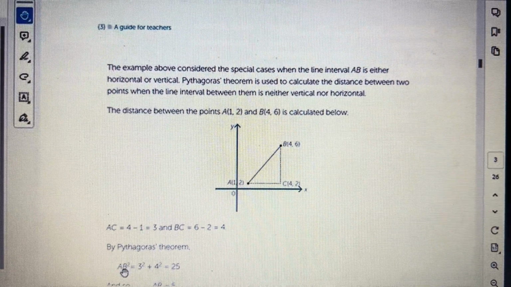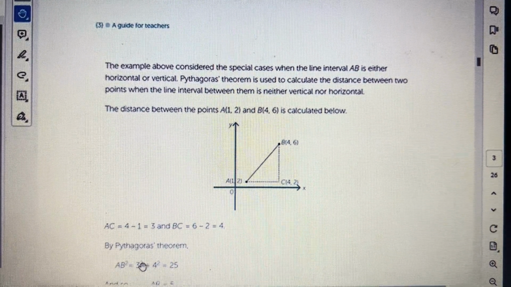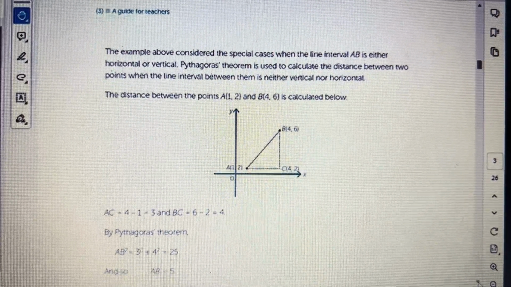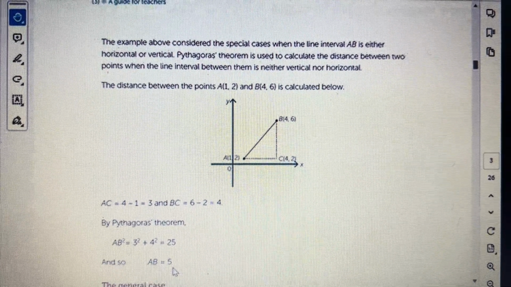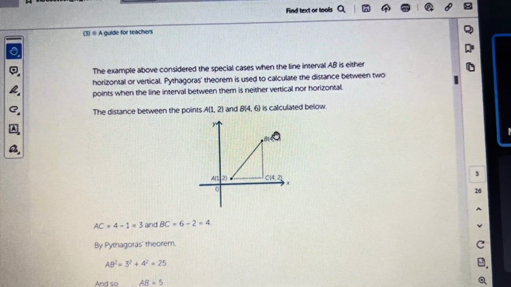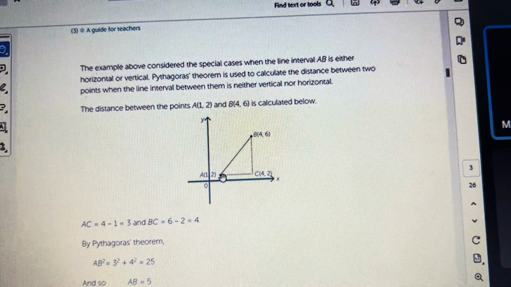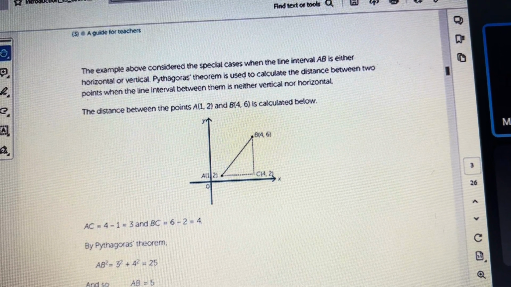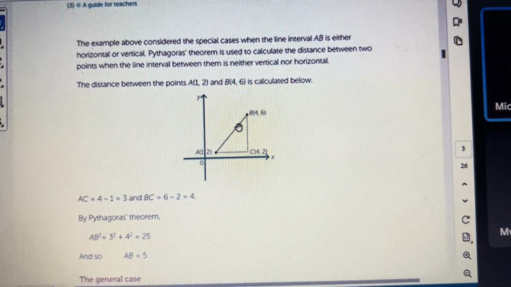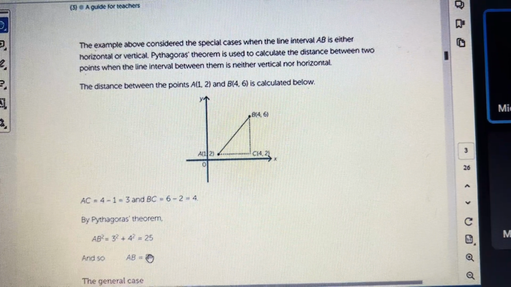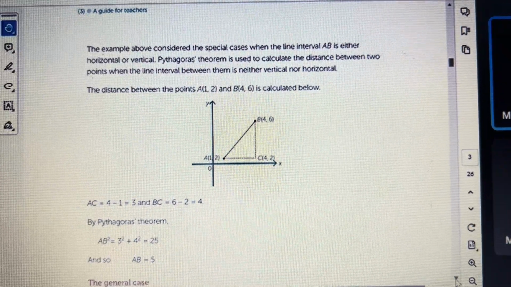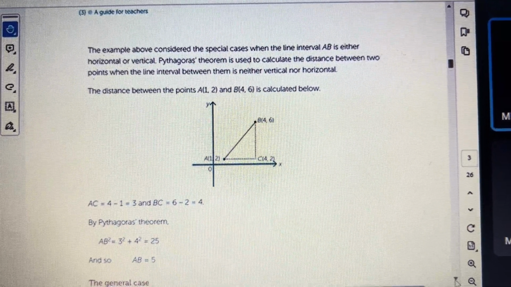Then since we're looking for the distance AB and not just AB squared, we have to find the square root of AB. So the square root of AB is either -5 or +5. But in this case, since we're dealing with distance, we cannot have a negative distance. Every distance is supposed to be positive. And so we forget about the negative and we maintain our +5. So the distance between this point and that point is 5. So we found this using Pythagoras' theorem, sorry.